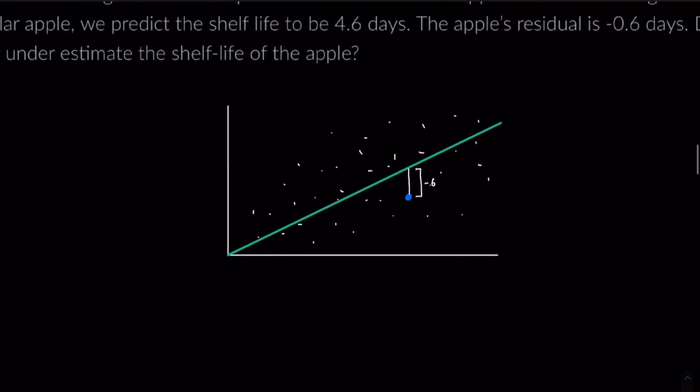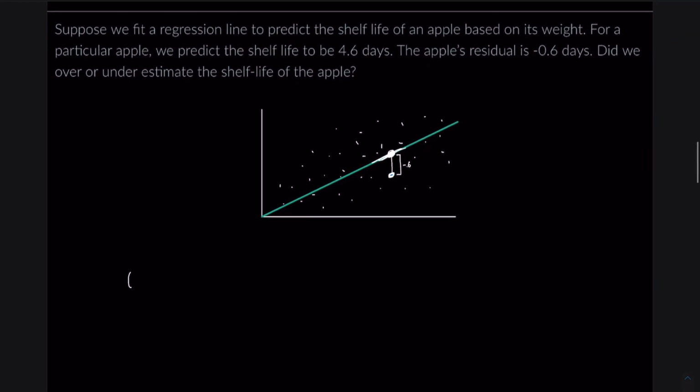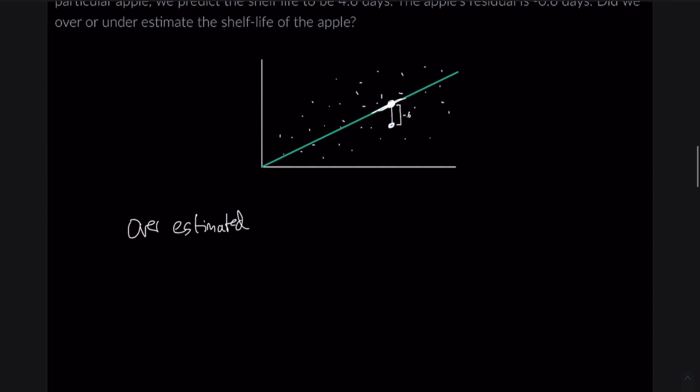So this is just asking us basically, did we over or underestimate the shelf life of the apple? And remember, our estimation would be this line. So our estimation for the point would be right here, and then the actual point is right here. So we overestimated on this. Overestimate. Okay. That one's pretty simple.